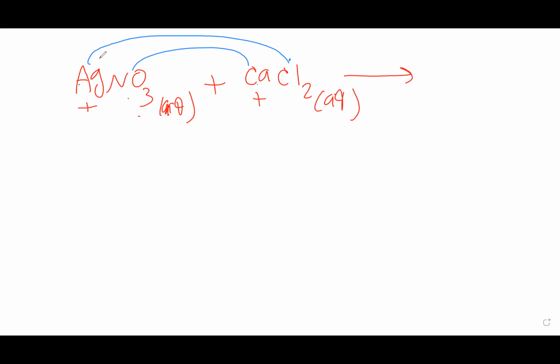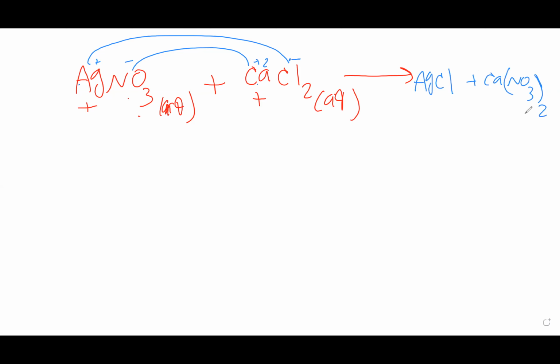So we know silver has a 1+ charge, and nitrate is 1-, calcium is a 2+ charge, and chloride is 1-. So when we are bringing ions to the other side, we have to keep that in mind. It's going to be AgCl plus Ca(NO3)2.